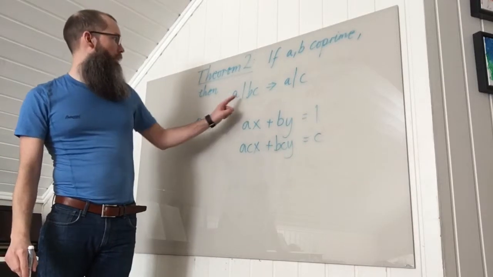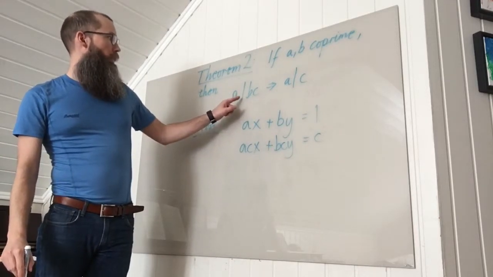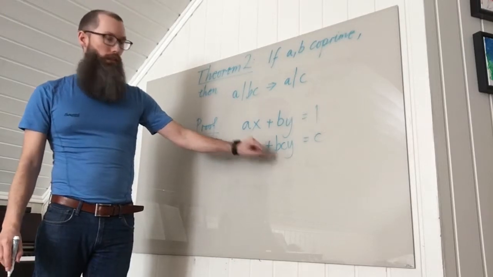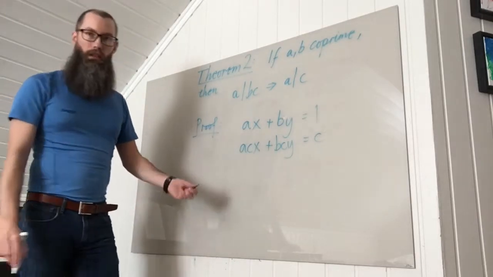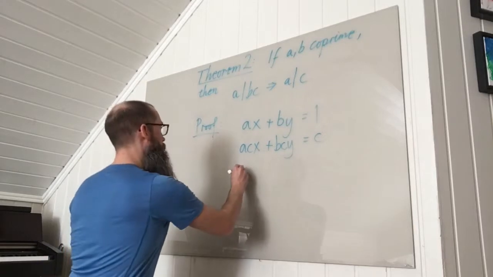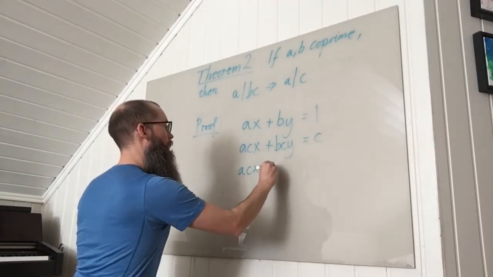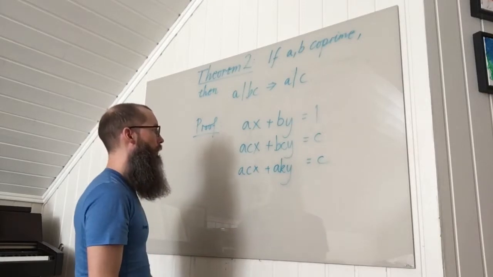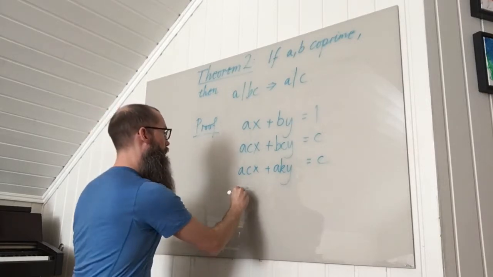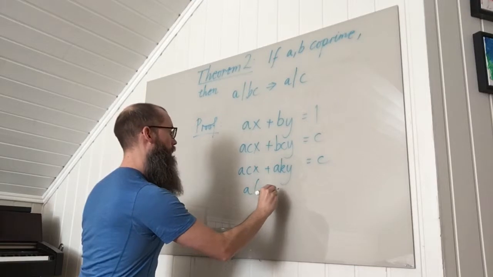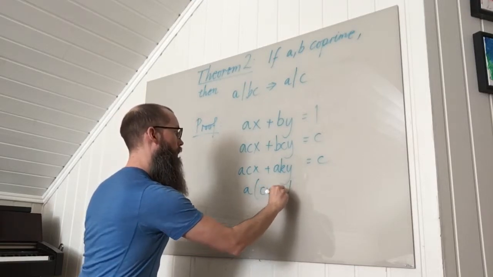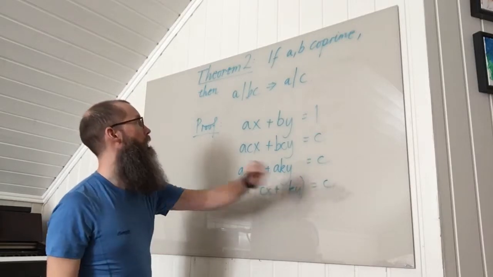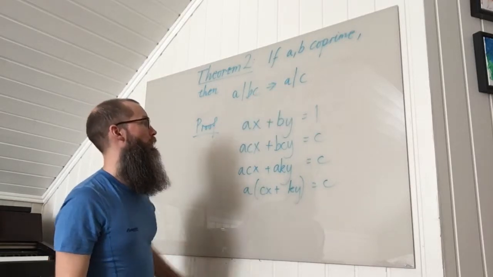Then I use that a divides the product bc. That means that bc can be written as a times k for some integer k. So acx plus aky equals c. And now a is a factor on the left hand side. I can write the left hand side as a times cx plus ky. So this means that a is a factor of c, so a divides c as we want.